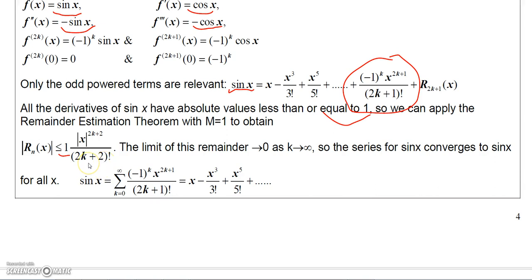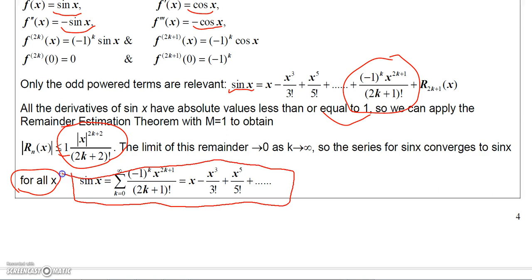Now, the limit of this remainder is actually going to go to 0 as k goes to infinity. Okay, so the series for sine x actually converges to sine x for all x. So in this case, since this goes to 0 as k goes to infinity, then we know that this series actually converges to sine x for all x. In other words, the infinite series converges to sine x.